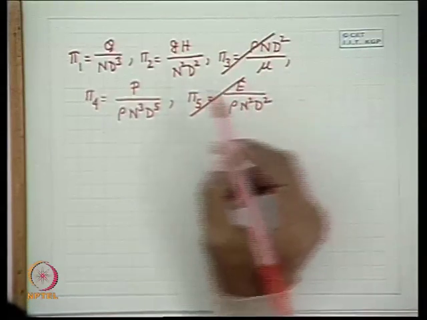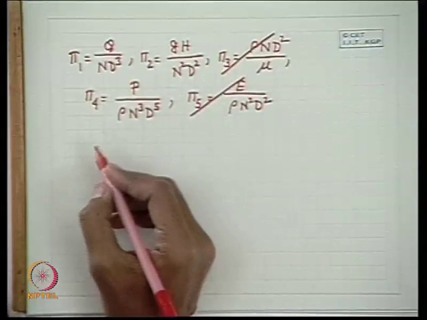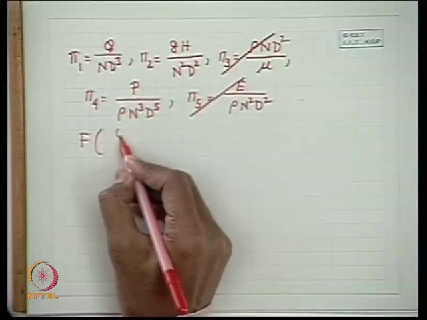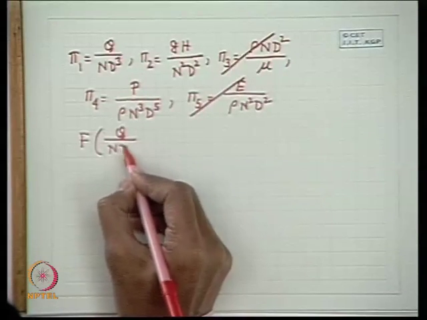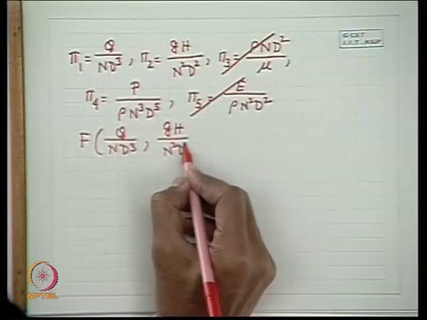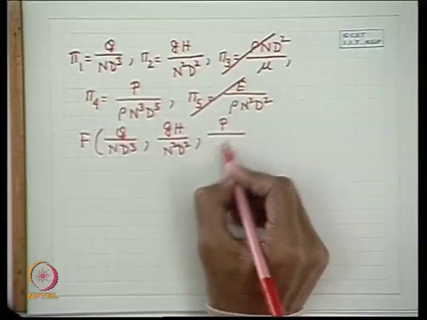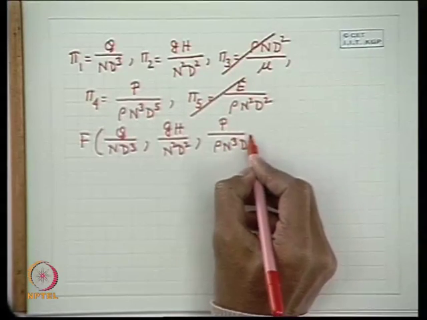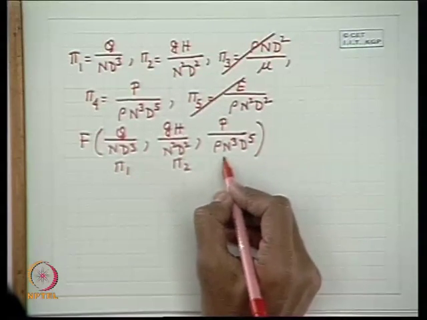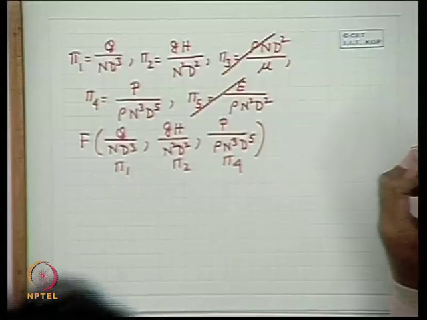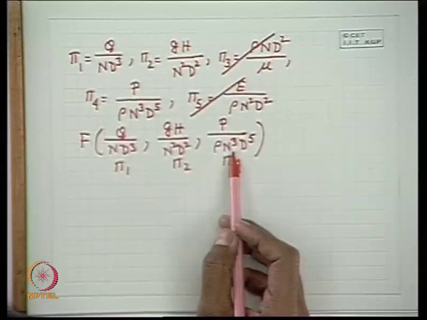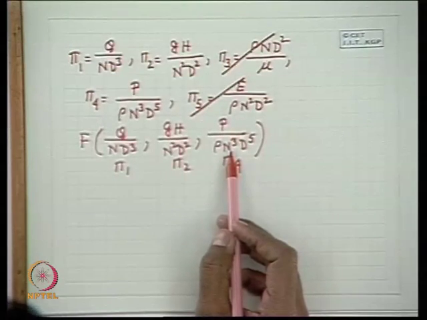So therefore, we are left with these 3 pi terms, pi 1, pi 2, pi 4, and the flow in a fluid machine can be described by these 3 dimensionless terms: Q by N D cube, g H by N square D square, and P by rho N cube D 5. These are pi 1, pi 2, and pi 4. Therefore, we see for a fluid machine handling incompressible fluid, that is the liquid, these 3 non-dimensional terms represent the similarity criteria of flow through fluid machines.